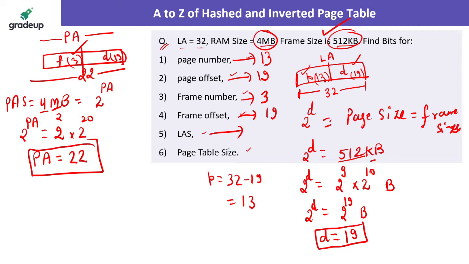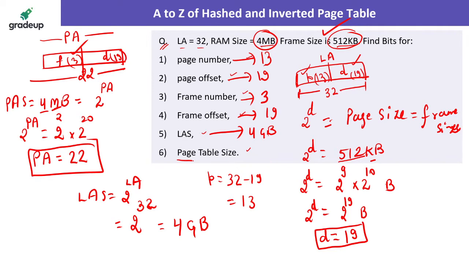LAS, logical address space. You know LAS is equal to 2 raised to power LA, that means 2 raised to power the number of bits in the logical address, that is 32. So it will be 2 raised to power 32, which is 4 GB.